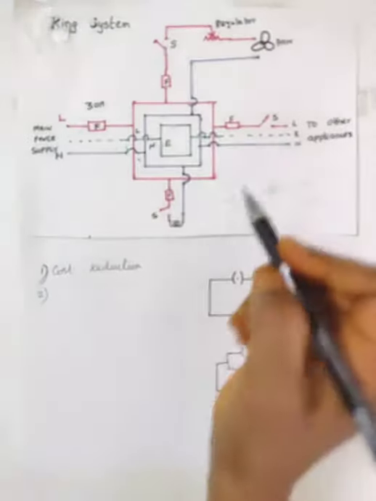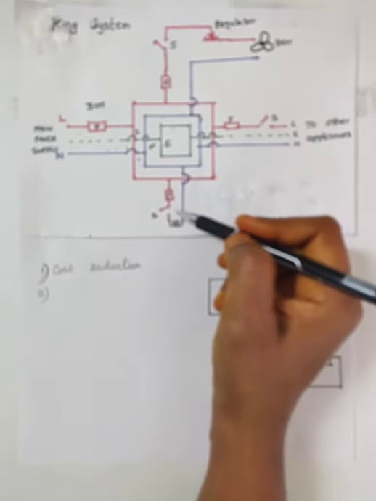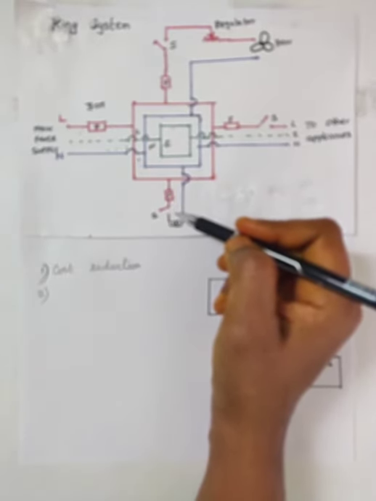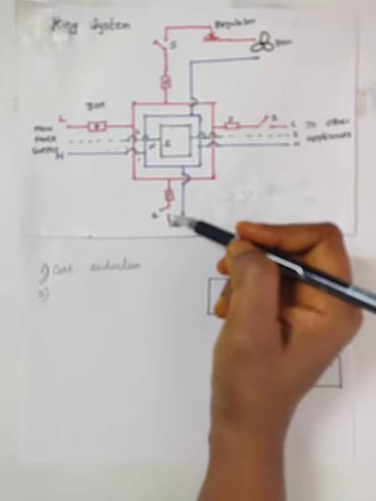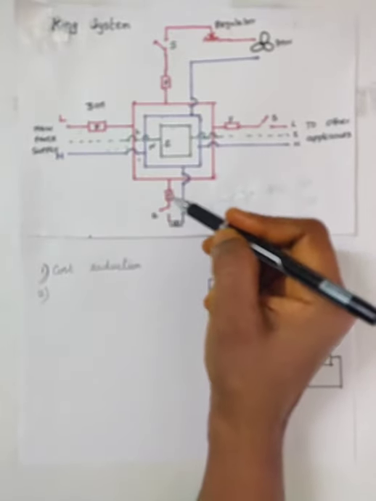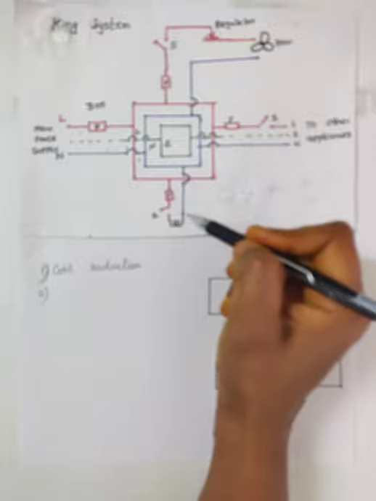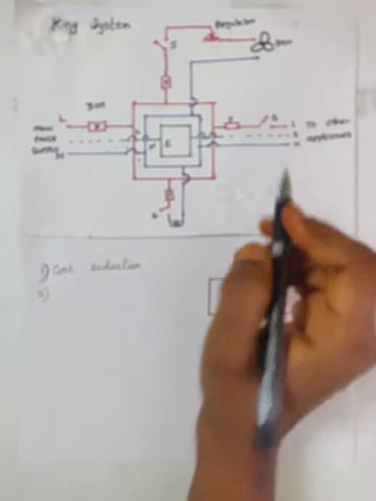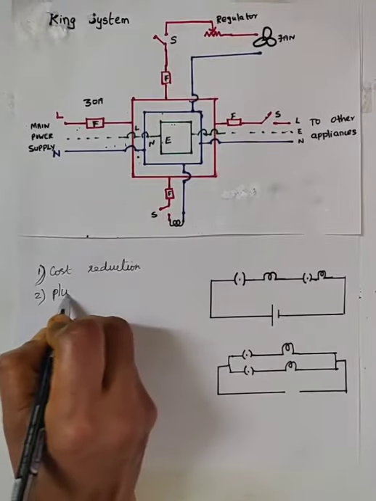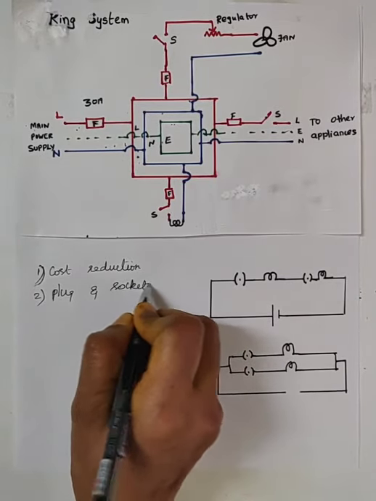Second one, the plug and the socket used in the ring system can be of the same size. That is, the same size plug and socket can be used because each appliance has a separate fuse of proper current rating. So the plugs and the sockets used in this system can be of the same size.